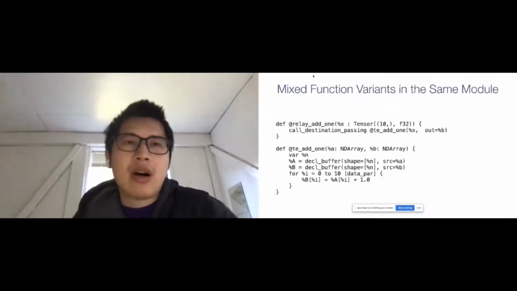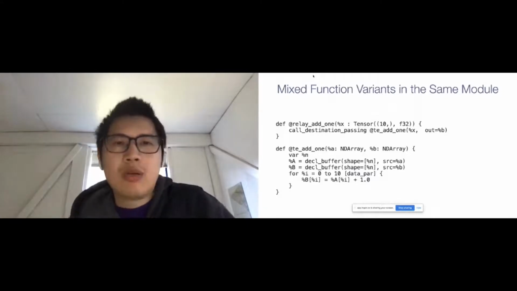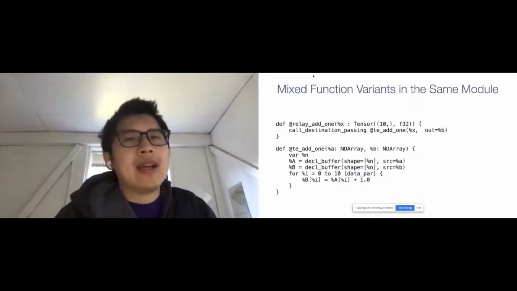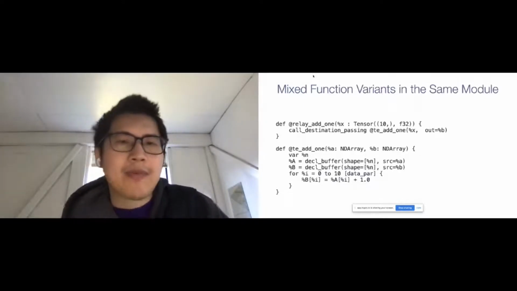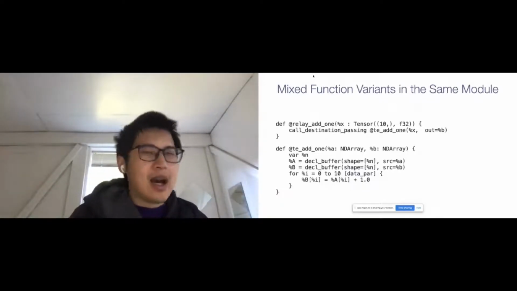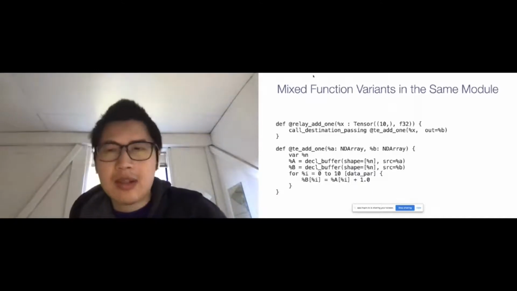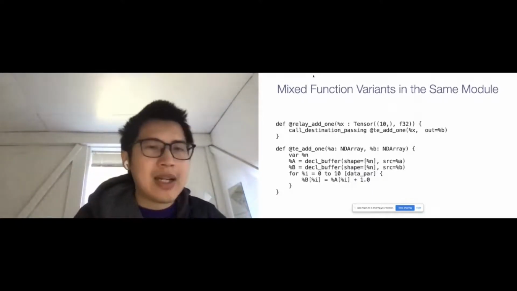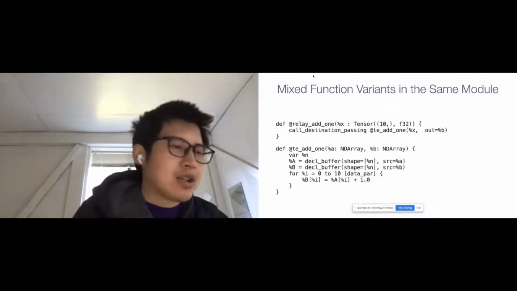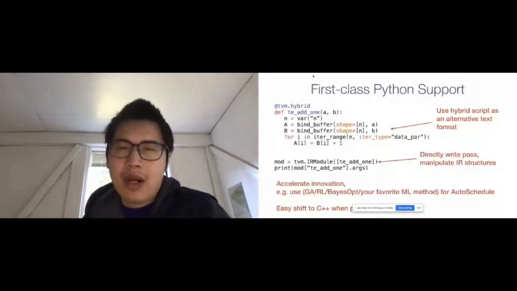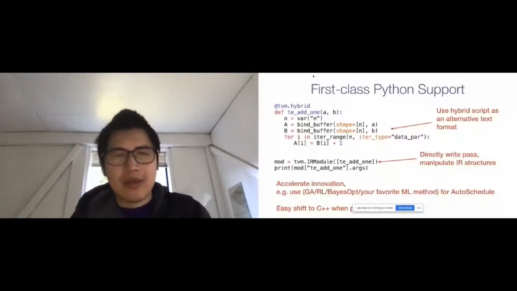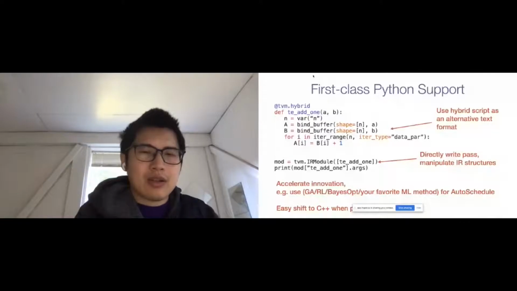Finally, we are also looking into what we call first-class Python support, which means that we want to be able to use Python as a first-class citizen to represent and write the intermediate representation. So developers will be able to directly write their IR programs in Python and manipulate them using the Python API. This allows us to accelerate innovation because ML-based compilation is still a very young field, and we can mix and match programs in both Python and C++ if you want. You can also shift to C++ when your Python prototype is production ready, so that it gives you a path from research to production.